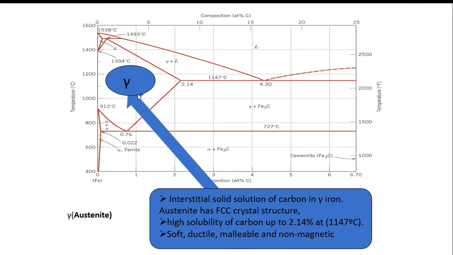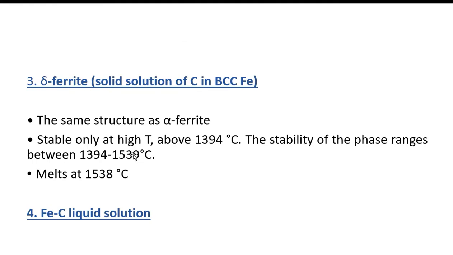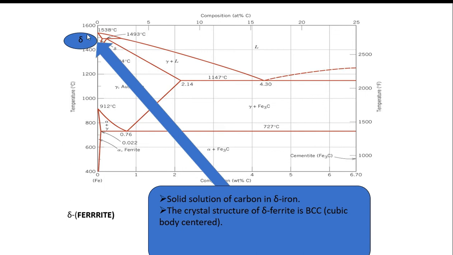Delta ferrite. This is alpha ferrite. This is delta ferrite. This is austenite. Then liquid solution here, delta, a solid solution of carbon and delta iron. The structure is delta ferrite, BCC, body centered cubic. BCC is there.